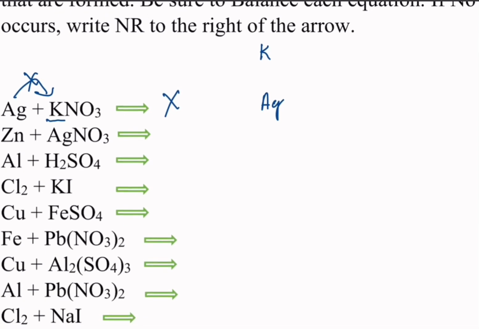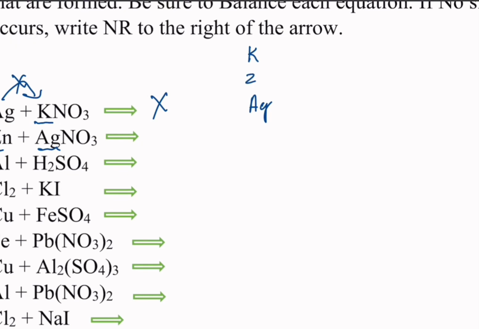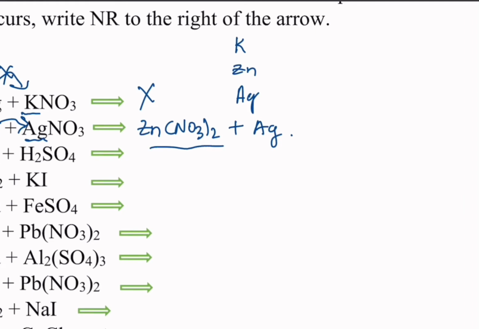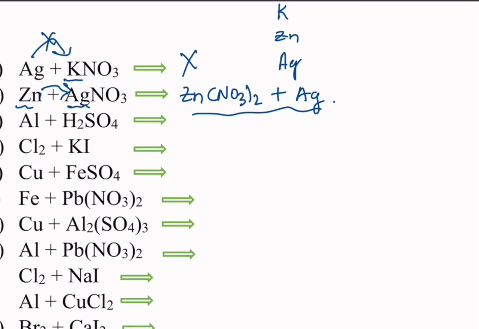Okay? And then we'll look at zinc and silver. We know that because zinc is higher than silver, zinc is gonna kick out silver. And if you really want to write down the products, it's gonna be zinc NO3 2 plus, and then you got silver out. Okay? But we don't ask you to do this. Don't worry about this. All we're gonna ask you is not to write the products.